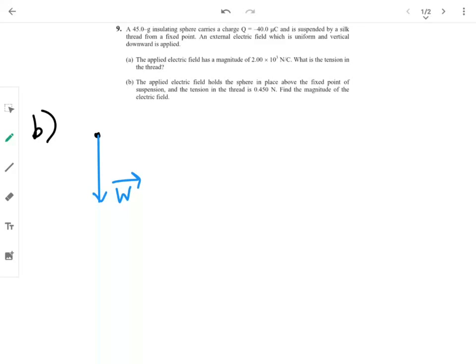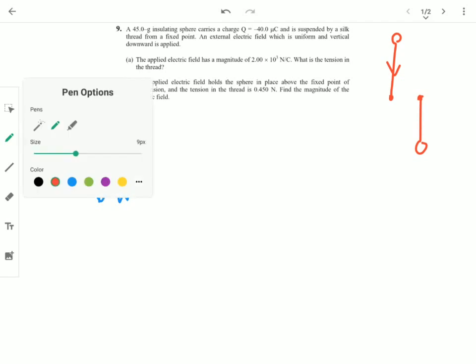So now a few things have changed. Now let's imagine this as the point of suspension. If the ball before was hanging like this, now it's hanging like this. It's held above the fixed point of suspension. So isn't the tension down now? So this way, now we know that the tension is downwards as well. Well, since two forces are down and we only have three forces, one of the forces has to be up, right? So the electric force is still up.